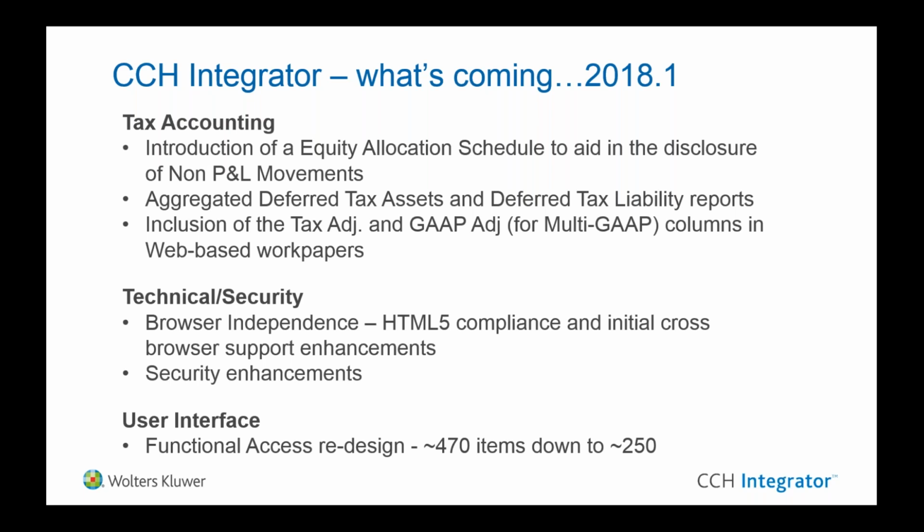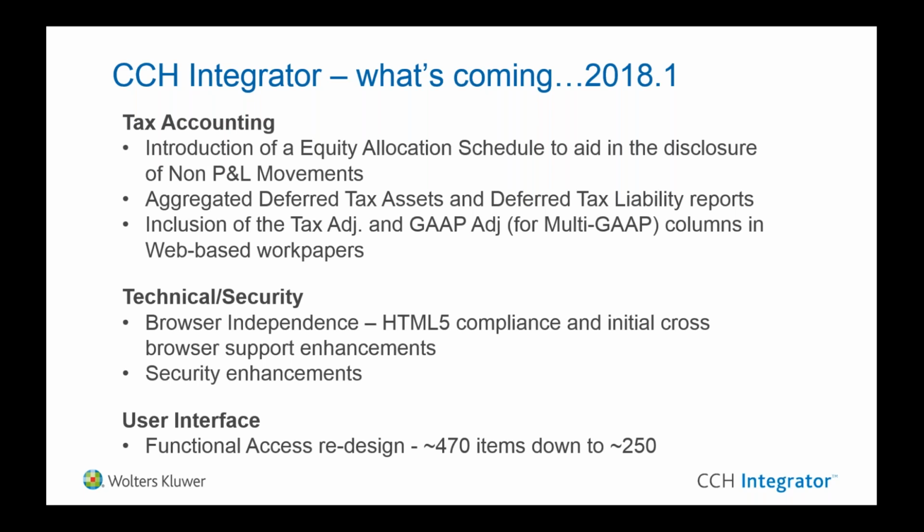Definitely. So user interface is another area that we'll be concentrating on for 2018.1. We have at the moment around 470 functional access items within the application, which is a significant amount. Obviously for administrators within the application, it can be overwhelming at times to understand what those functional access items relate to. So what we're doing is rationalising those down to around 250. From an administrator perspective, it'll make it a lot easier to initially set up, but also maintain functional access items going forward.